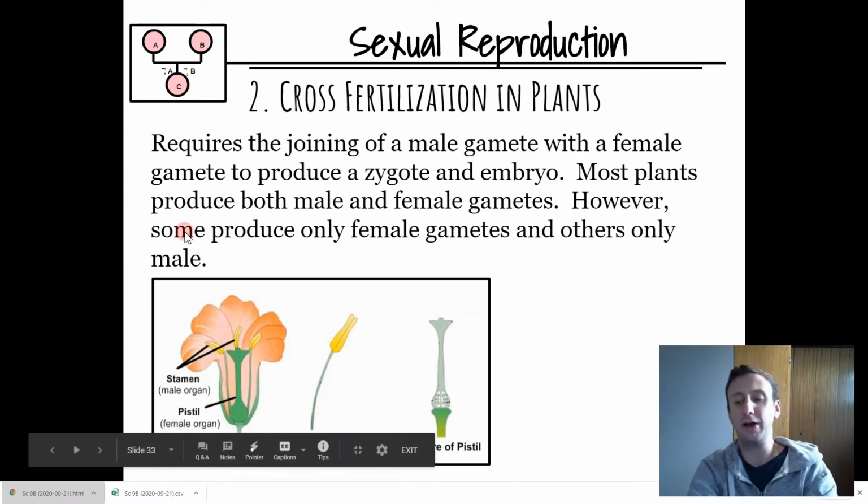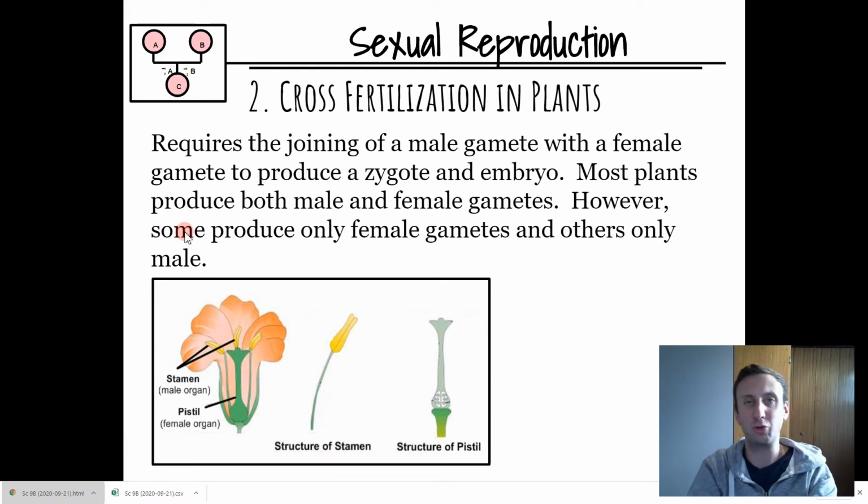All right, cross-fertilization in plants. It requires the joining of a male gamete, so a sperm, with a female gamete, an egg, to produce a zygote and then an embryo. Most plants produce both male and female gametes. However, some produce only female gametes and others produce only male. Maybe you've even heard about this when it comes to cannabis plants, that there are male plants and female plants that are actually different, and other plants do this as well.